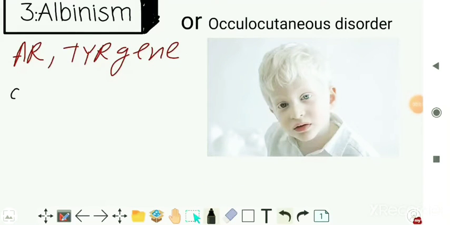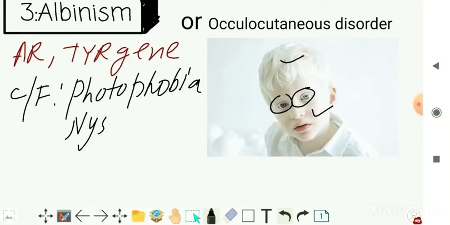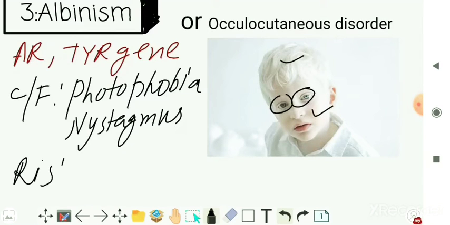Let's have a look at the clinical features of albinism. The main clinical features of albinism are generalized depigmentation of skin, hair, and eyes. These depigmentations are due to loss of melanin production. And albinism is also associated with photophobia and nystagmus. Nystagmus is involuntary, rapid, and repetitive eye movements. And another risk which is seen in albinos is the risk of skin malignancies, that is squamous cell carcinoma.